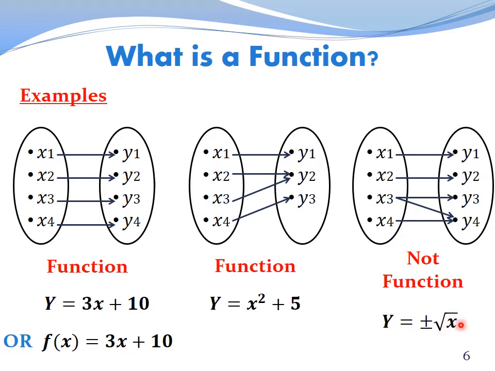So the same x value, which is 4, corresponds to two possible values for y, which is positive and negative 2, which means that this violates the condition of a function, again, which is that each input value here has to correspond to one and only one output value here, and this is not the case with the x3, which corresponds to two values, y3 and y4.